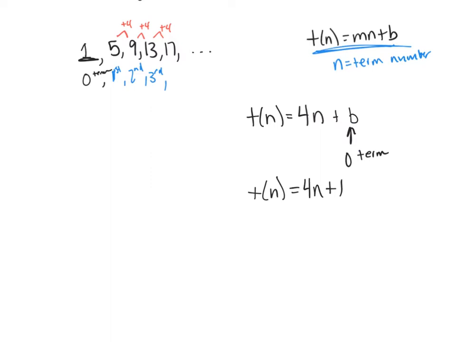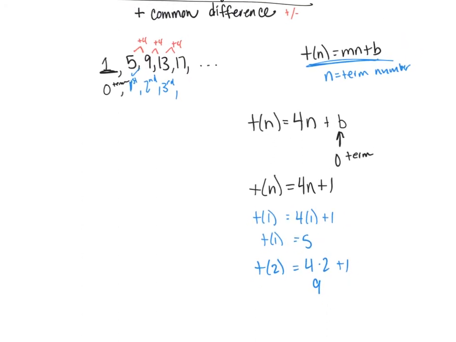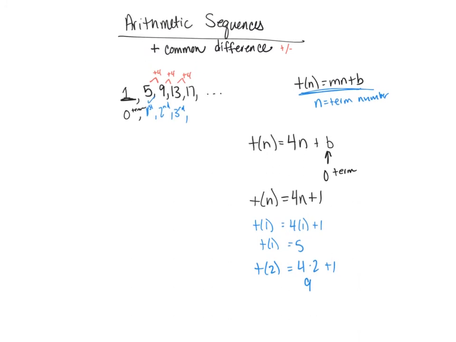To check that that fits, I would put in a 1 for n, and I should get whatever my first term is. So my first term is 5, and that matches what I have up here. I could put in a 2 to find my second term, which would be 9, which also matches what I have in my original sequence. So I can do that to check that my equation is correct.